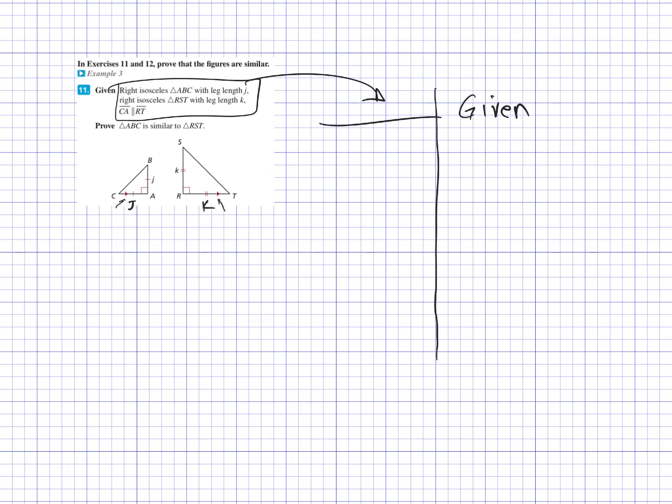Okay, so if they're similar, then all their angles are the same. That's all you need to show, that their angles are the same. Well, we already know that angle A and angle R are equal. So angle A is equal to angle R.